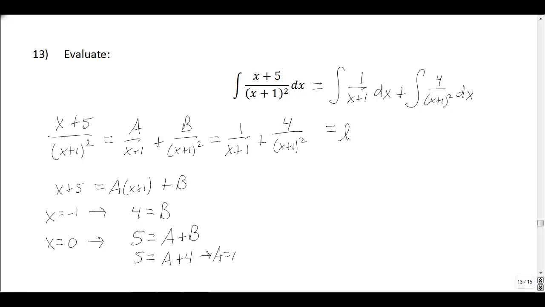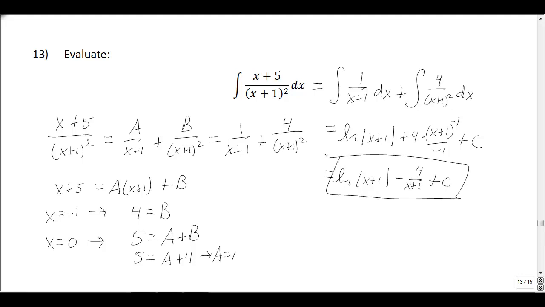The antiderivative of 1 over (x + 1) is natural log absolute value of (x + 1). Plus 4 times 1 over (x + 1) squared, which is (x + 1) to the -2, so I get (x + 1) to the -1 over -1, plus C. So I get natural log of |x + 1|, and this will be minus 4 over (x + 1), plus C. Okay, so that's our partial fraction approach. Not so bad here.